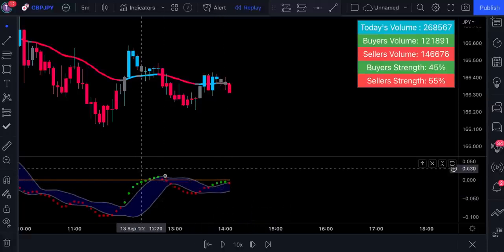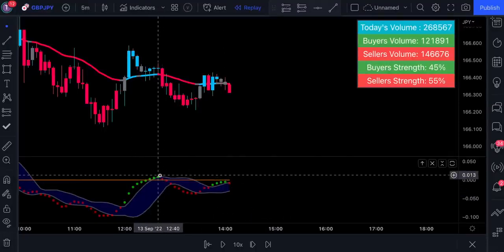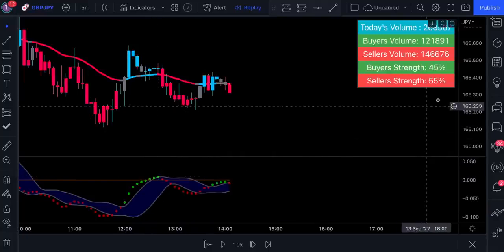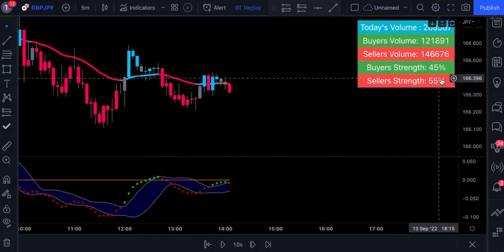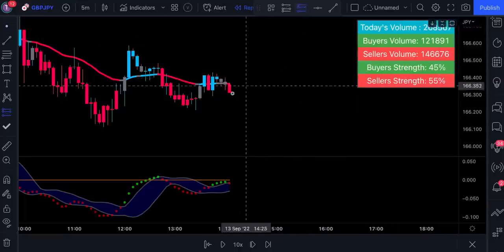By the way, here is an example where the signal wouldn't be valid. And finally, we're looking at the volume indicator for a third confirmation. We're seeing that the seller's strength is greater than the buyer's strength. And this gives us the confidence to enter a short trade.